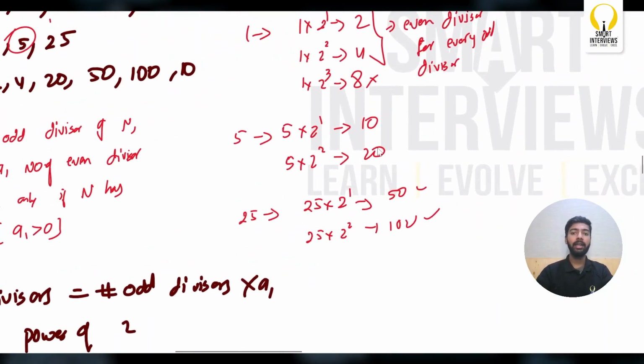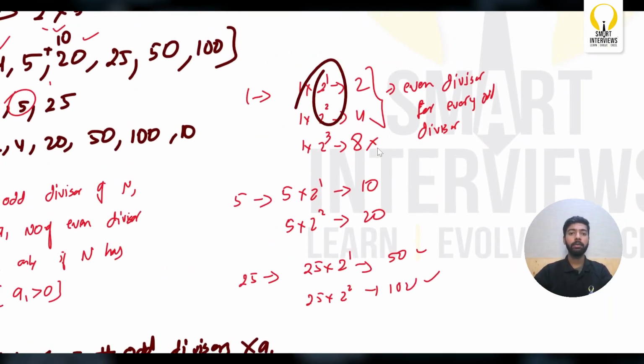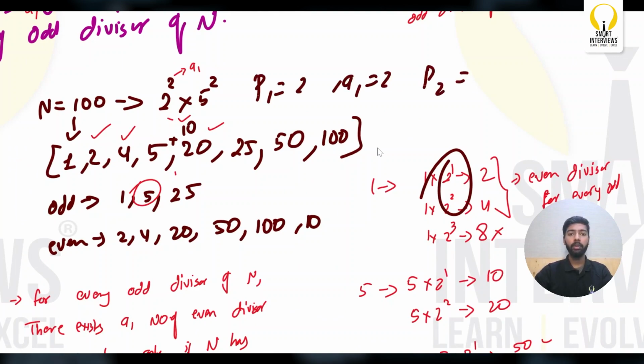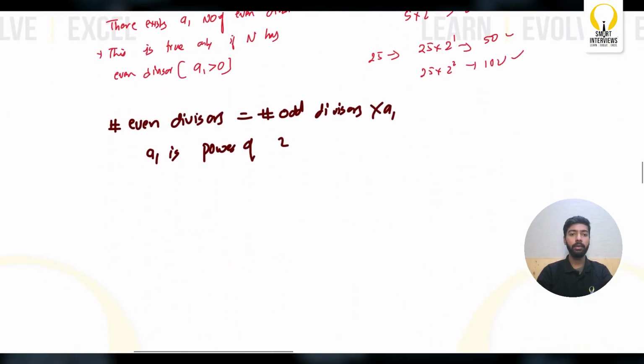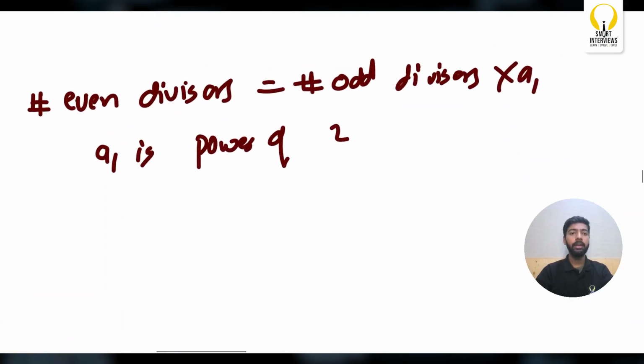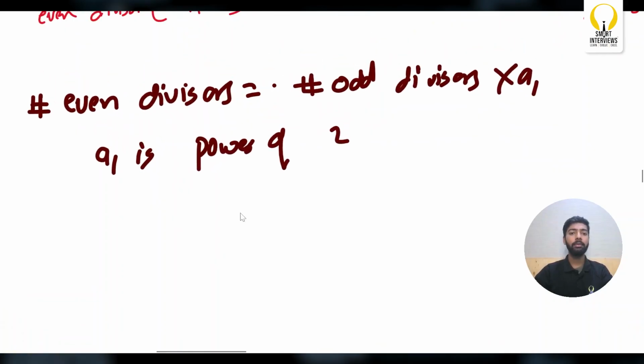We have just seen that a1 is nothing but 2. So p1 is 2, a1 is 2, p2 is 5, a2 is 5. Now this is p3, we can also say p2, it's totally fine. So clear? Now that means, can I say the number of even divisors is nothing but the number of odd divisors into a1, where a1 is the power of 2.